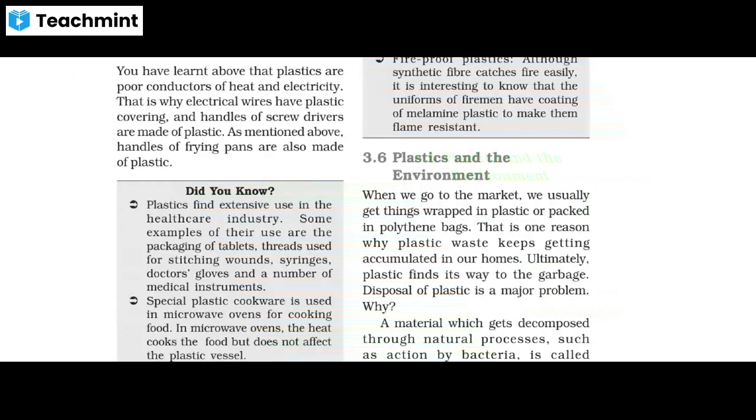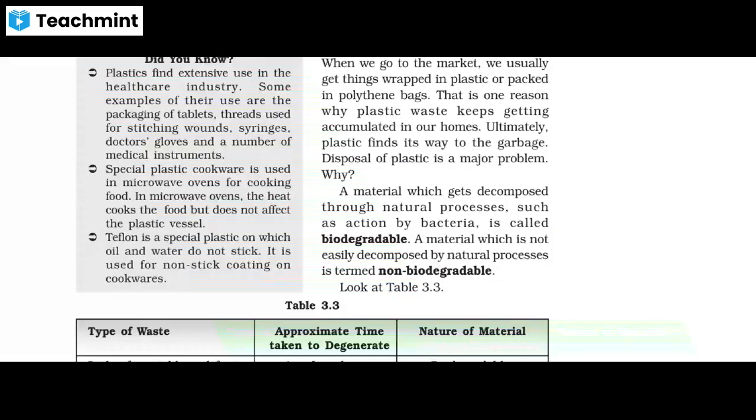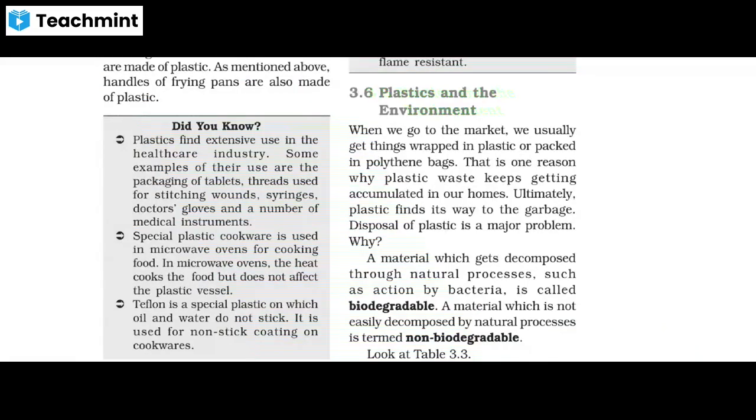Then, plastic and the environment. So here some more important notes are there. Plastic finds extensive use in the healthcare industry. Some examples of their use are the packaging of tablets, threads used for stitching wounds, syringes, doctors' gloves, and a number of medical instruments.